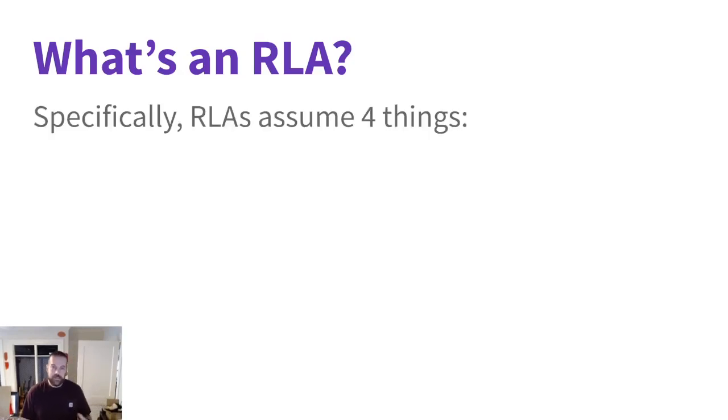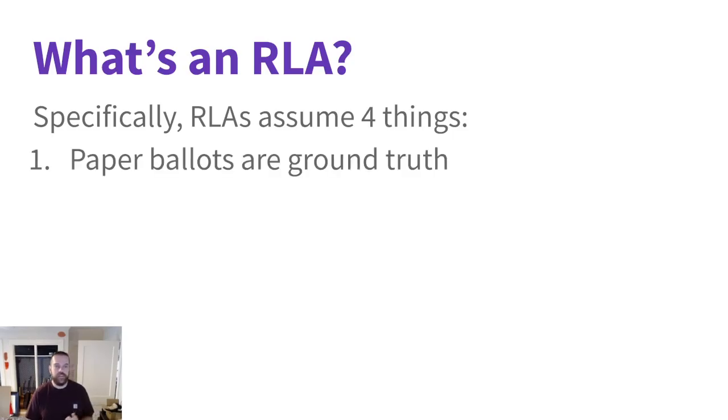So specifically, one of the contributions of this work is noting that RLAs assume these four things. The first thing they assume is that paper ballots are ground truth. We assume that voters mark, they imprint their preference on a physical record, and that physical record is actually what they intended.